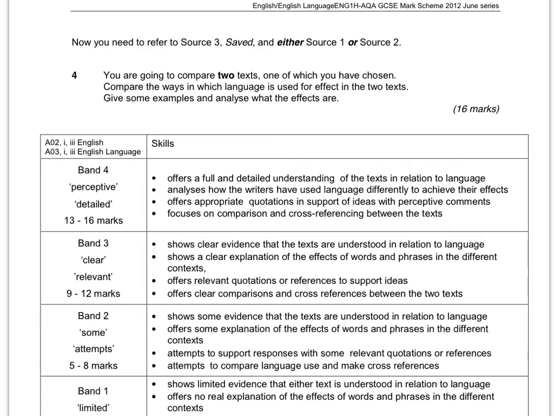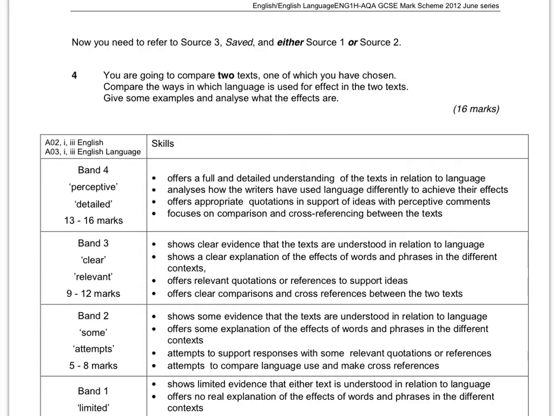Firstly, the level of analysis that you're expected to show when you're looking at language features, and secondly the fact that you're having to compare, which is a skill you haven't needed to show the examiner in either question 1, 2 or 3.